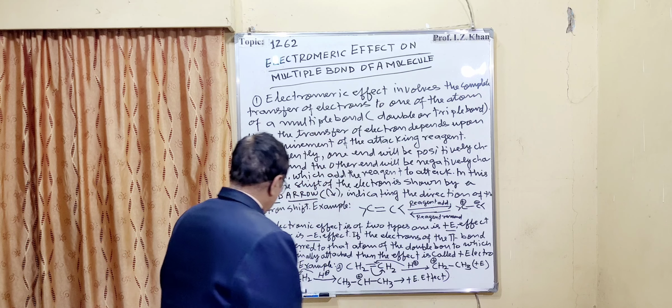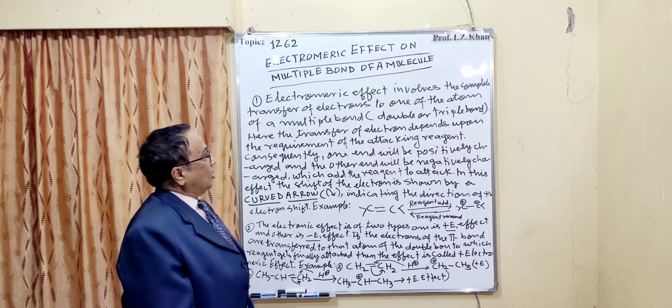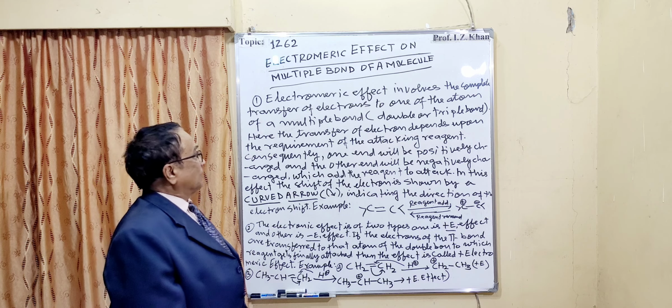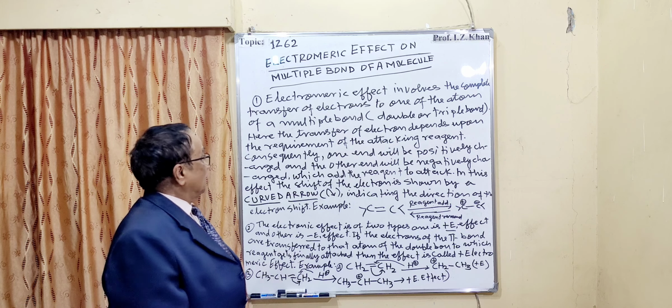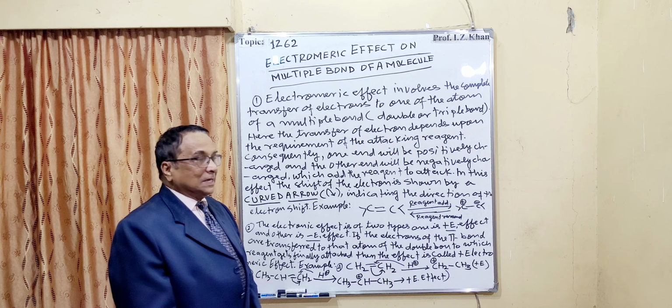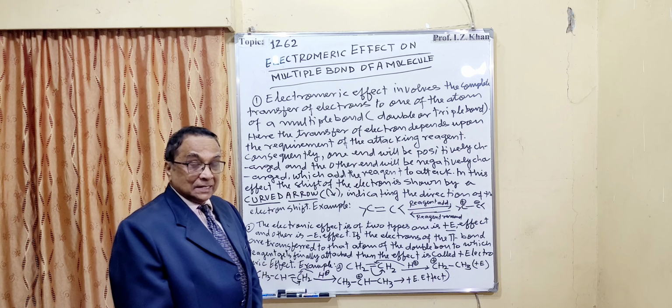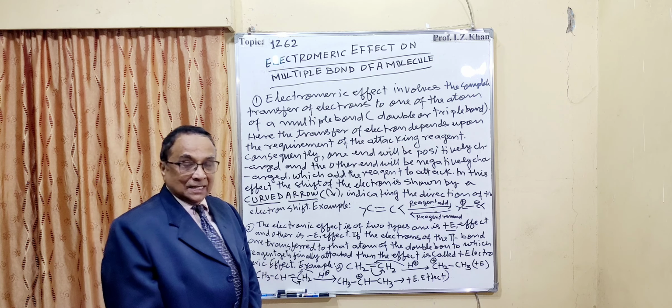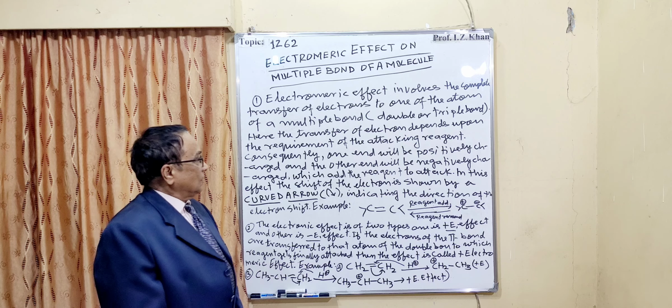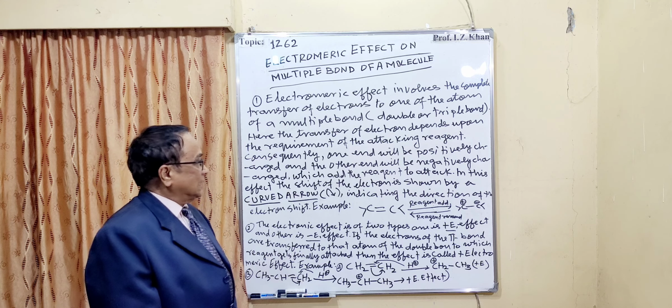So here, the electromeric effect involves the complete transfer of electrons to one of the atoms of a multiple bond. It can be a double bond or triple bond. Here the transfer of electrons depends upon the requirement of the attacking reagent, and the attacking reagent may be an acid. If it is acidic, it will be a proton like H positive. Consequently, one end will be positive and the other will be negative, which helps the reagent to attack.